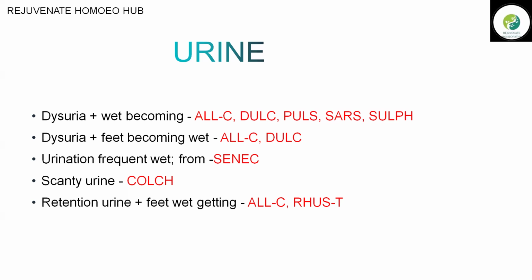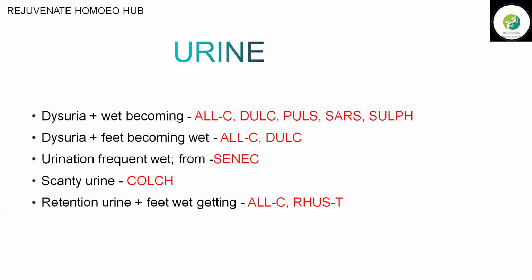Dysuria, feet becoming wet, allium cepa, dulcamara. Urination frequent, wet, Senecio aureus. And this remedy helps in amenorrhea in young girls. You have prescribed a lot of remedies, but still the patient complains of not getting menses. Give Senecio aureus in low potency, 30, with frequent repetition for 2 or 3 days.